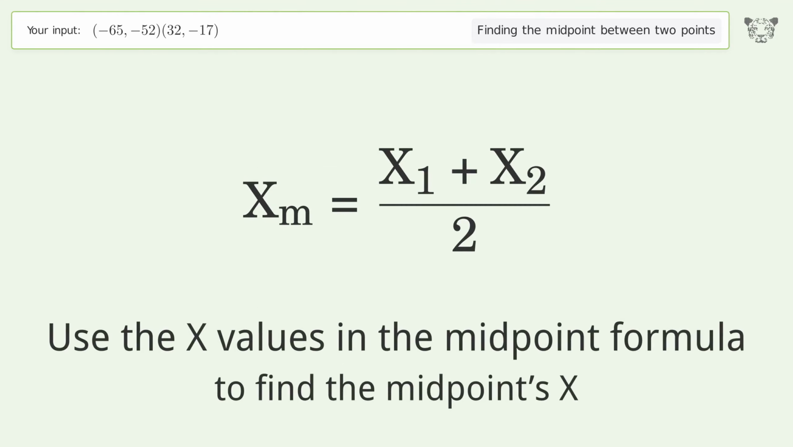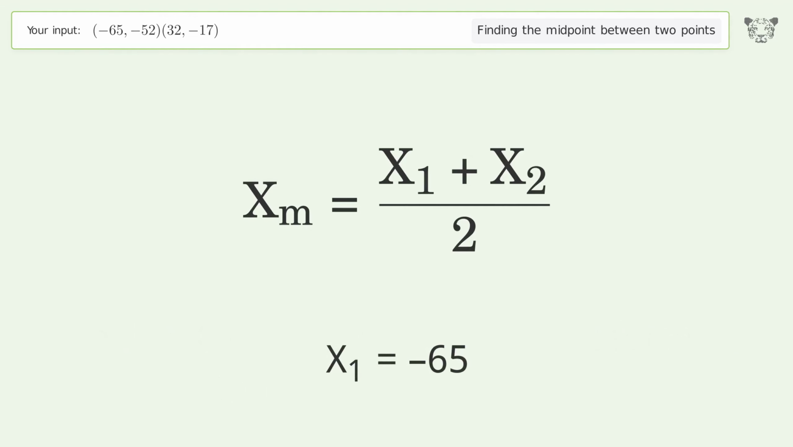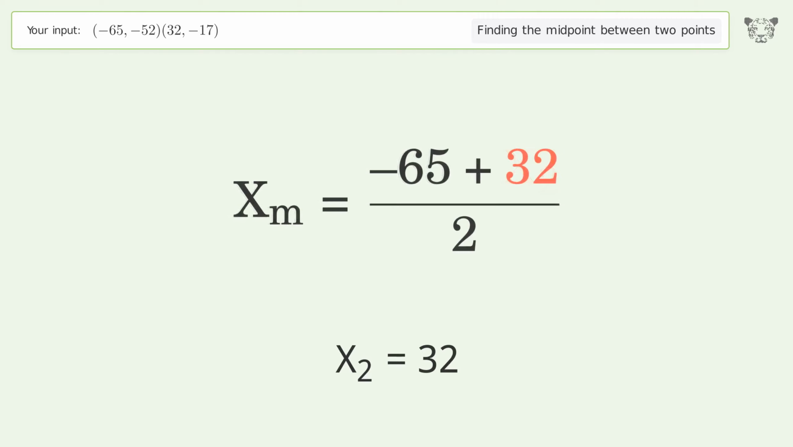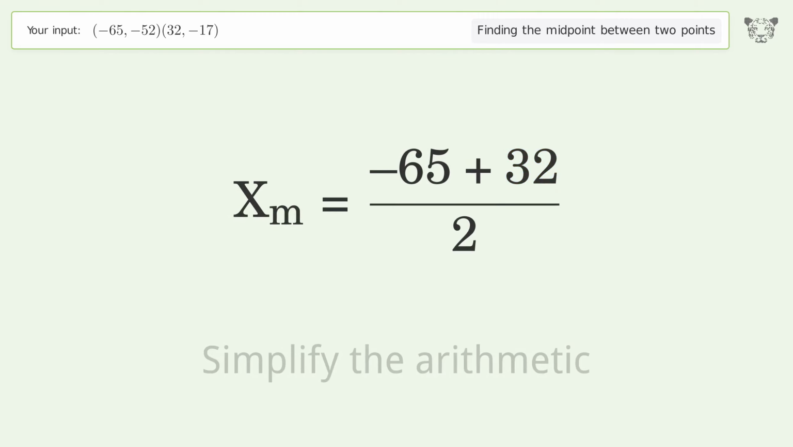Use the x values in the midpoint formula to find the midpoints x. x1 equals -65. x2 equals 32. Simplify the arithmetic.